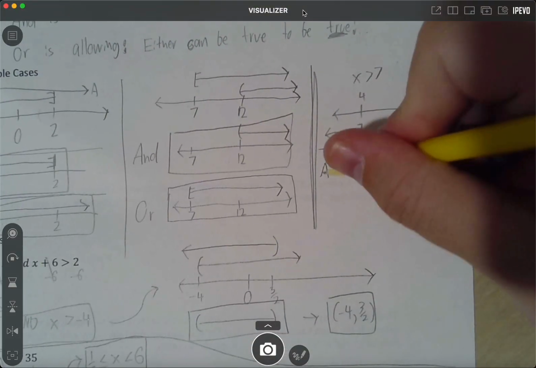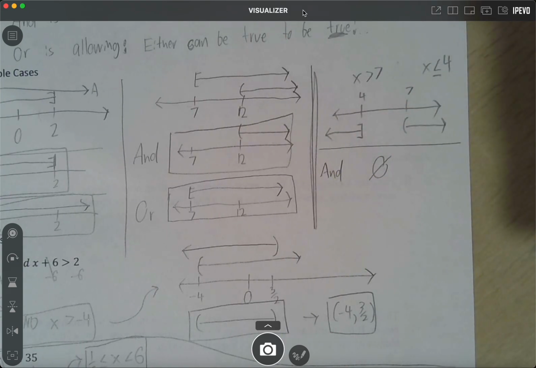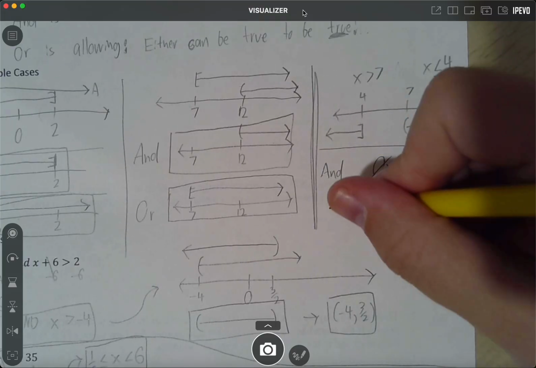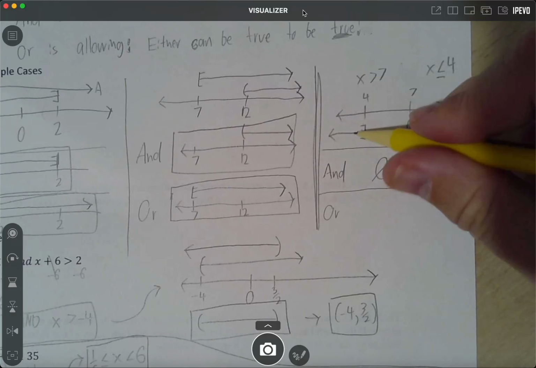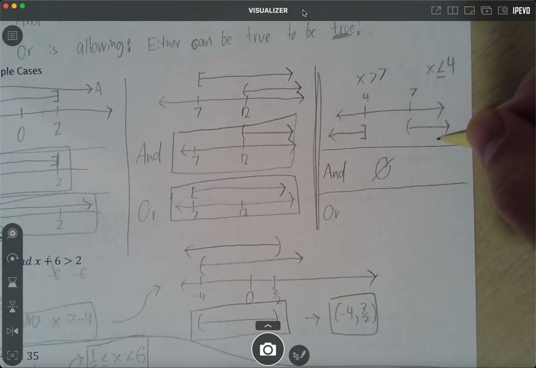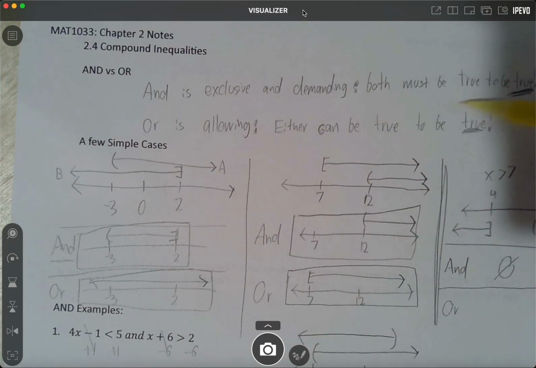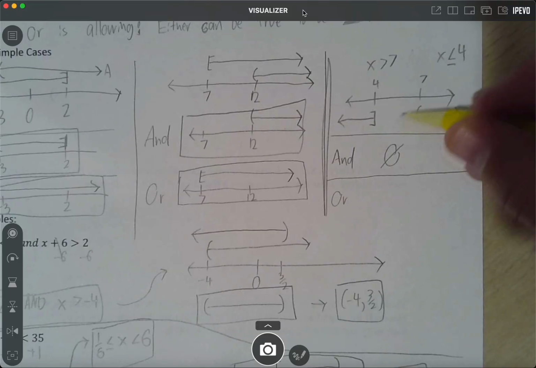Well, here for the and, here's what's interesting. The and is no solution, because there's no spot where these graphs overlap. And for the or, we do one more thing that's a little interesting. We have 2 completely separate pieces, and remember that for or, either piece can be true, and then it's true for both. So I need to essentially just keep both pieces.